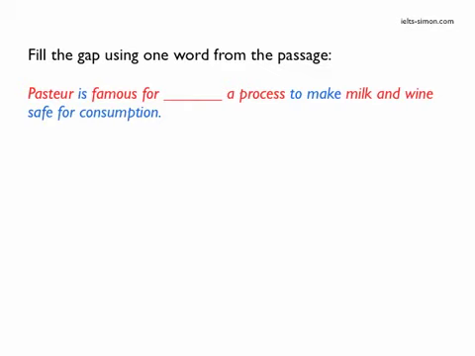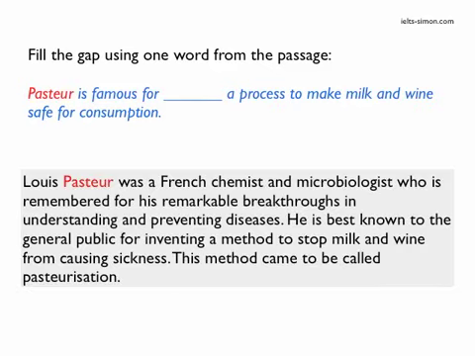Read the passage at normal speed until you find the words that you underlined in the question. You might find the same words, or you might find similar words with the same meaning. So here's the passage. Louis Pasteur was a French chemist and microbiologist who's remembered for his remarkable breakthroughs in understanding and preventing diseases. He's best known to the general public for inventing a method to stop milk and wine from causing sickness.